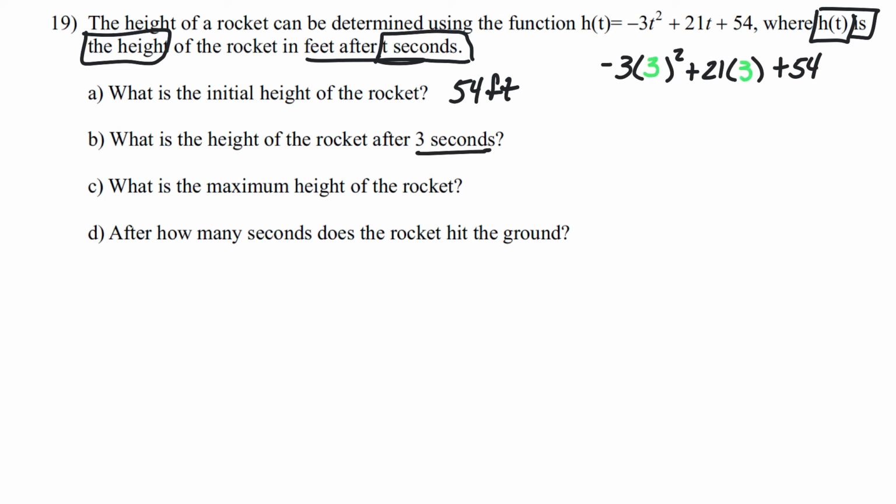Again, make sure order of operations says that powers happen before multiplication. So the first thing I should do here is 3 squared, which is 9, plus 63 plus 54. Well, 63 and 54 make 117. I'm going to go ahead and take care of that. Negative 3 times 9 is negative 27. Negative 27 plus 117 is 90 feet.